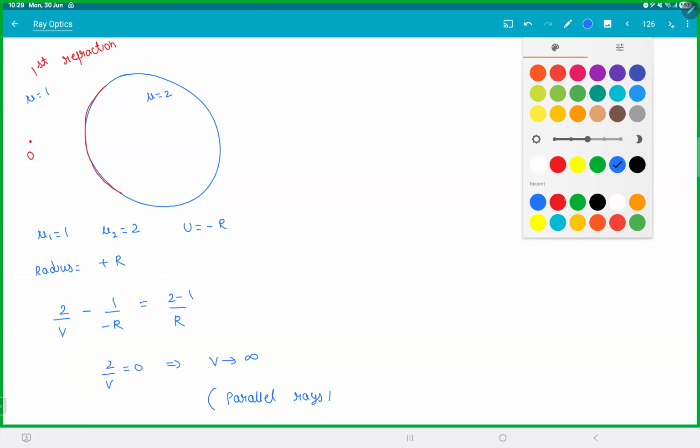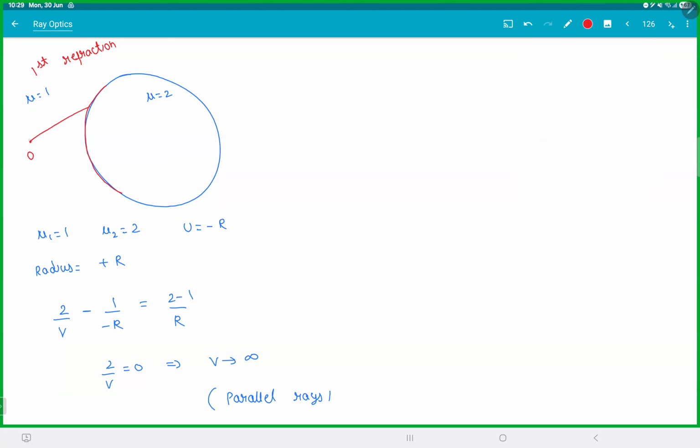People do get confused. They don't understand. They think it is 0. It is not. So after hitting this, light rays have become parallel. That actually makes your life easy. This is your first part.